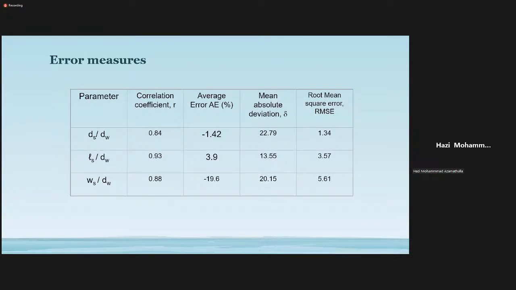Okay, here you can see this one. I'm talking about only these three equations developed, simple least squares, which you can call regression equations. You can see the correlation coefficient in the case of depth of scour is 0.84, location of scour is giving very good, 0.93, and width of scour again 0.88.